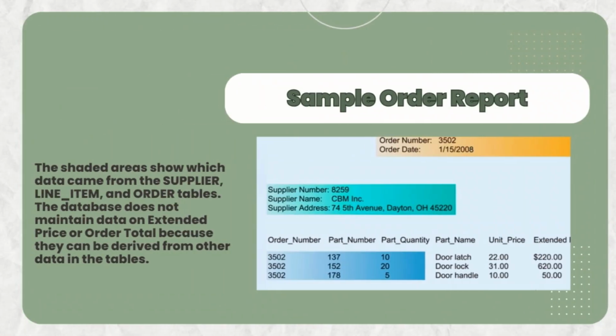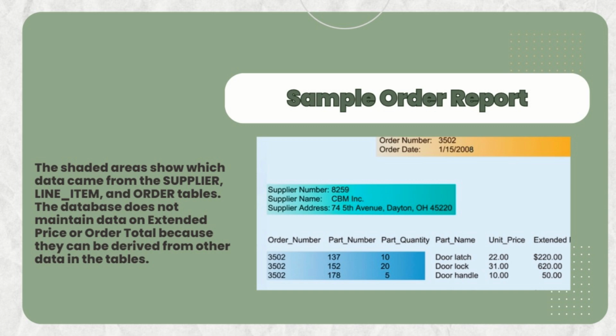An order report is a document or representation that provides detailed information about orders placed within a system or database. The report typically includes data related to suppliers, line items, or individual items ordered, and overall order information. The shaded areas on the report indicate which data is sourced from specific tables in the database, such as supplier, line item, and order tables. The database does not maintain data on extended price or order total because they can be derived from the other data in the tables.